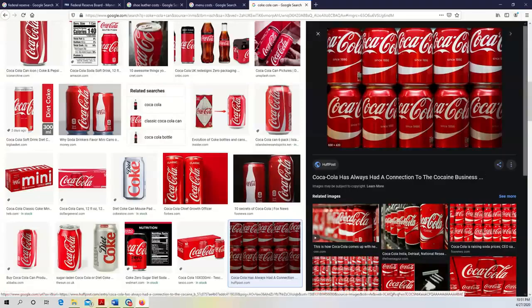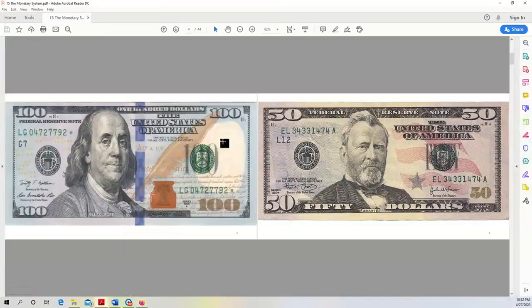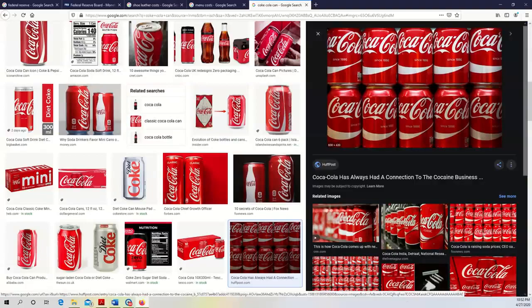If the price for each can of Coke is $1, then $100 is going to get you 50 cans of Coke, ignoring sales tax. So the purchasing power of a $100 bill is 50 cans of Coke when the price is $1 per can.